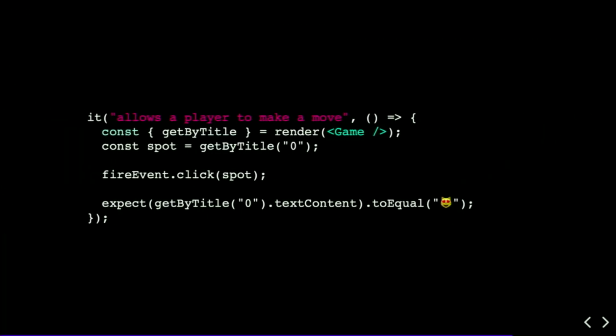So now, if I switch to using a reducer or a custom hook, I'm now able to test my application the way that I want to. I'm able to click on a spot and test that the content actually updates.